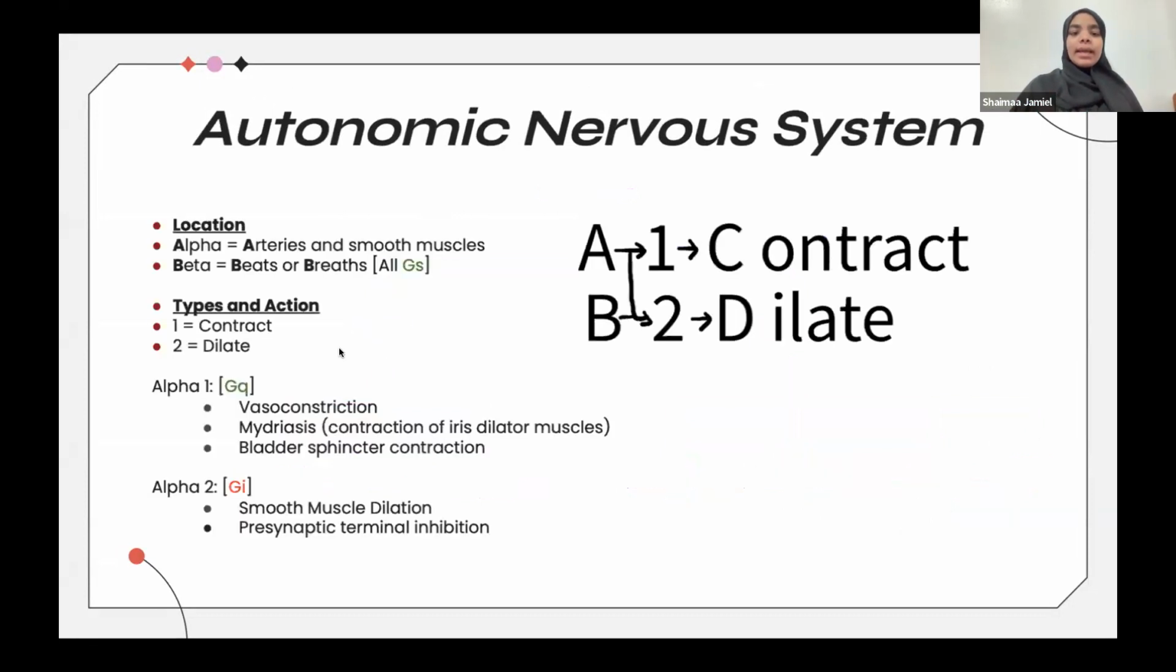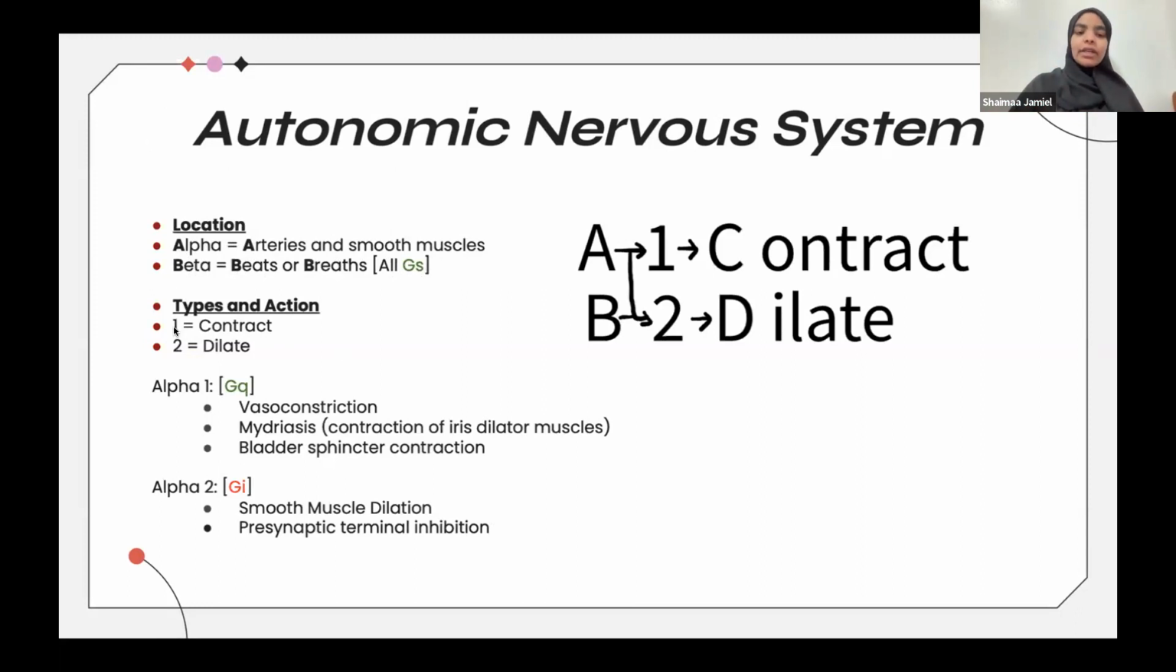And for the adrenergic receptors, they're kind of difficult to remember, so this is a trick or mnemonic to remember the locations. Alpha, A, is present in the arteries. Beta is present in beats or breaths, heart or lungs. And all of the beta receptors are Gs, which work by cAMP. For the types and actions, we have alpha 1, alpha 2, right?